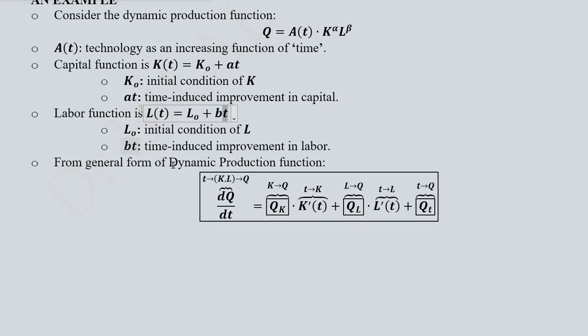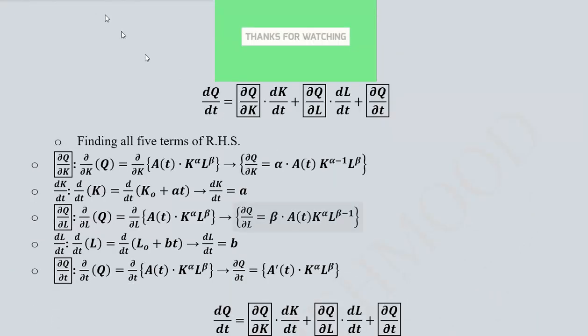From the general form of the dynamic production function, this is the general form that we have seen above, and now we want to substitute the values by finding them first. So I have to find out Q_t, and I have to find out this term, this term, this term. All of these terms are basically the derivative terms. So now we have written them in a more simplified form because we want to focus on what is required. These are the 5 terms that are required. They are on the right hand side. So we are going to find them one by one.